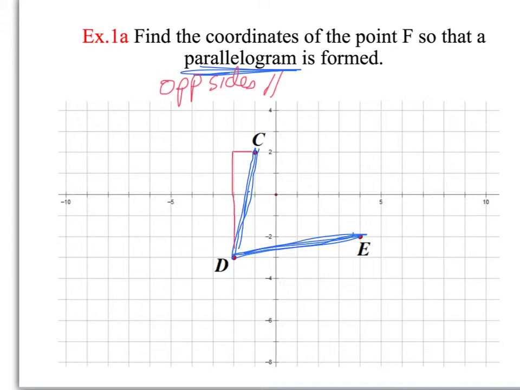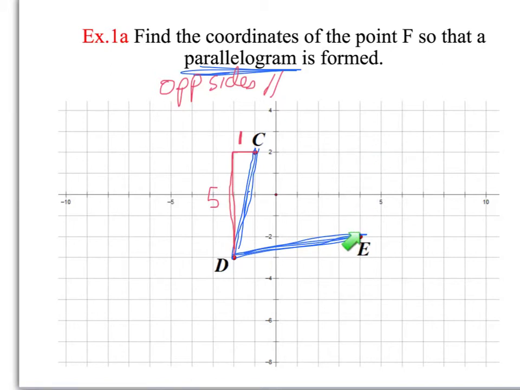So, let's look at the slope for CD first. If I want the slope for CD, that's a segment here, what I notice is that I have a rise of 1, 2, 3, 4, 5, and a run of 1. This is positive slope because it leans to the right. So the slope of this line is 5 over 1. Alright, the opposite side should be parallel to it, so it should also have a slope of 5 over 1.